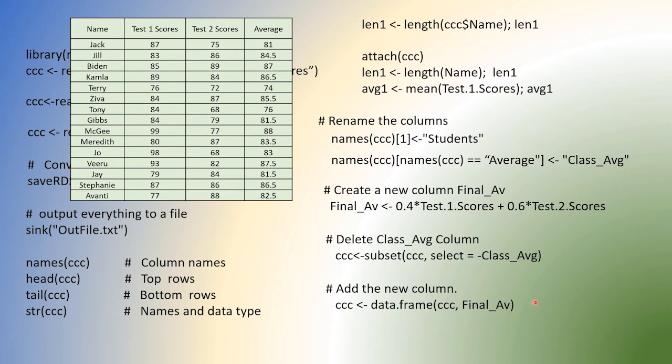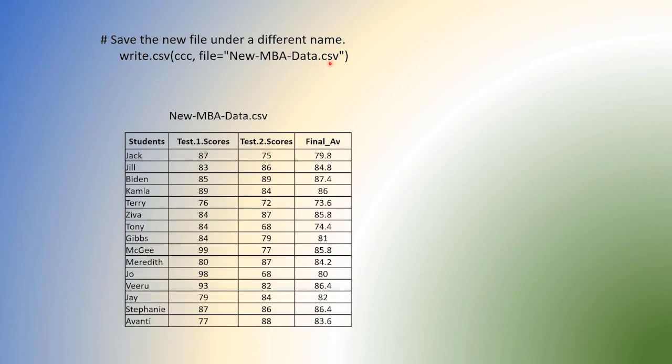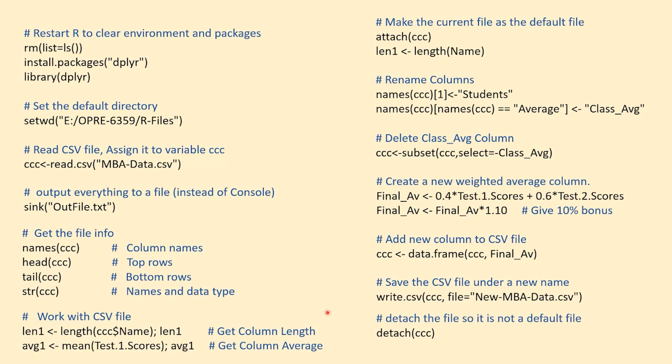Now that our work is done, we can save the file under a new name. So I'm writing the CSV file here, file equal to new MBA data.csv, and here is a new file right there. This is final AV, students, and these are different from the previous average that we had. And we are all done with it. We can say detach. So this is just a very simple video with the very basic commands that you can do. So what I'm going to do now is simply show you the R program, and I'll just say goodbye right here.